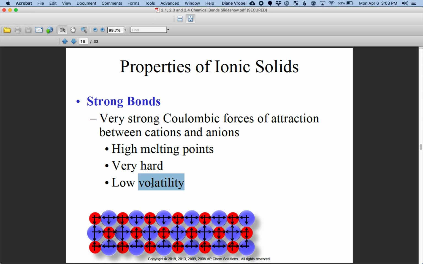Volatility. When we're talking about volatility, the ability to go from a solid to a liquid to a gas, salt has a very strong force of attraction. As a result, it wants to remain a solid. It does not want to become a vapor.